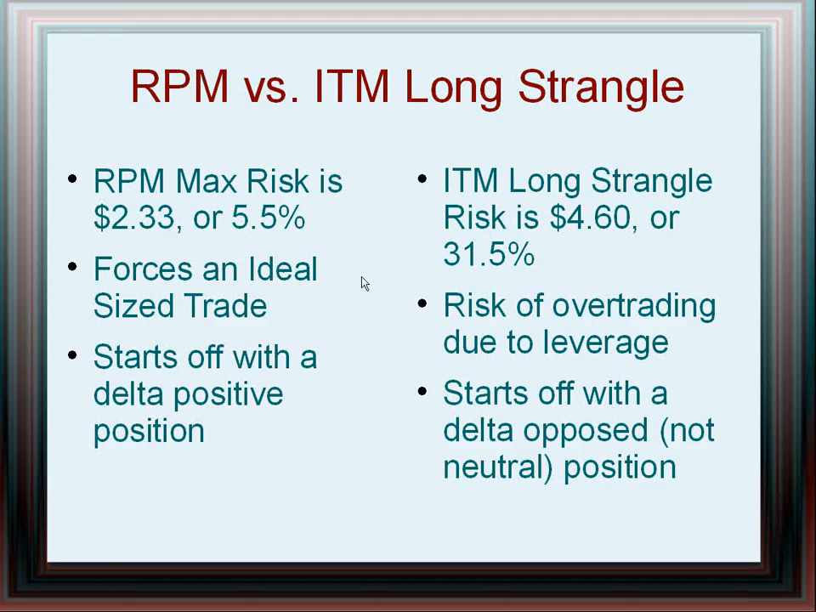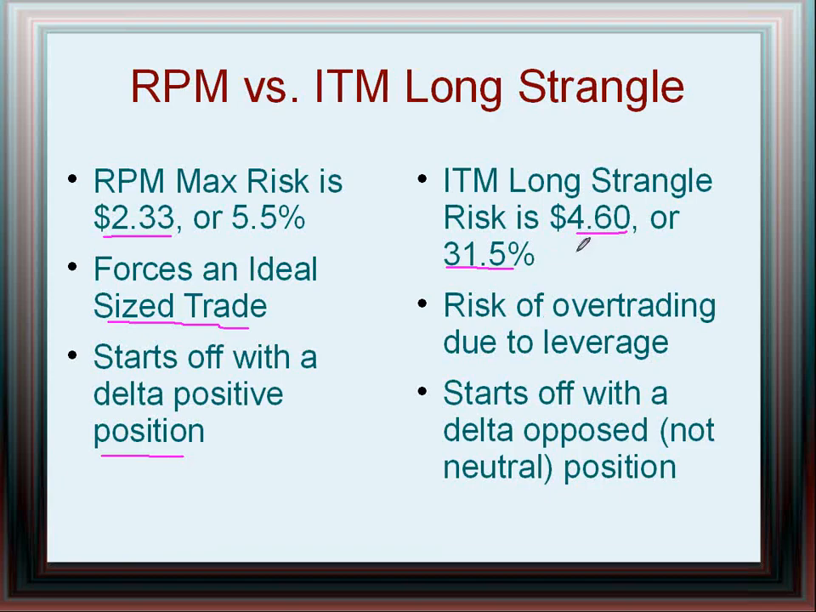All right, my summary, my thoughts on the RPM versus the in-the-money long strangle. Well, we saw we had double the monetary risk. On the same day, we could open the RPM for a monetary risk of only 233. The in-the-money long strangle was 460, 31.5% of the investment. I'm forced into an ideal size trade with the married put position, and I'm starting off with a positive delta.